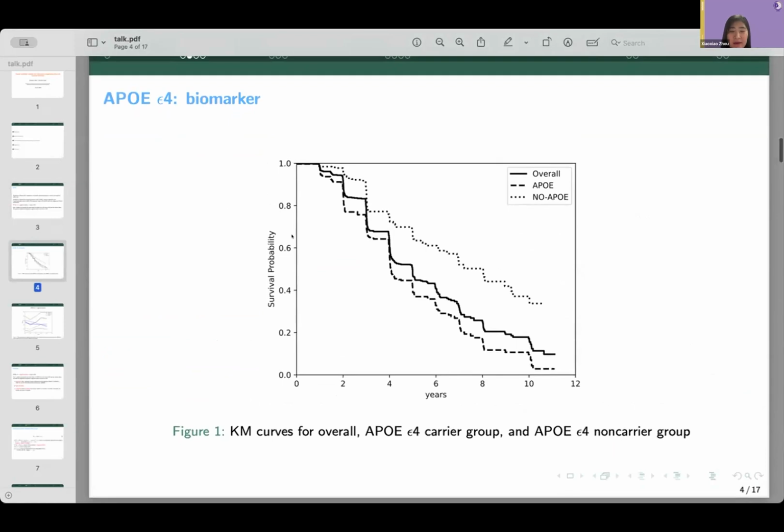The APOE epsilon-4 is a well-known biomarker for the AD onset, and we depict the KM curve of survival probability for the overall group, the APOE epsilon-4 carrier group and non-carrier group. Apparently we can say the survival probability of the carrier group is significantly lower than that in the non-carrier group.